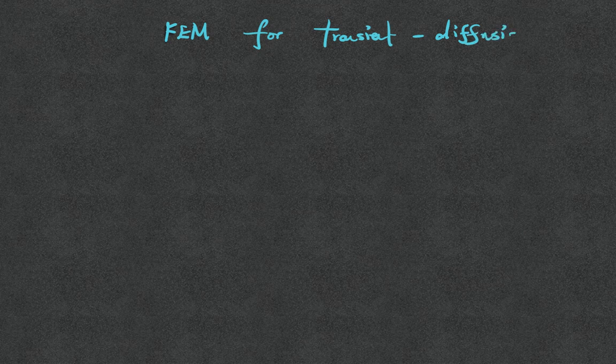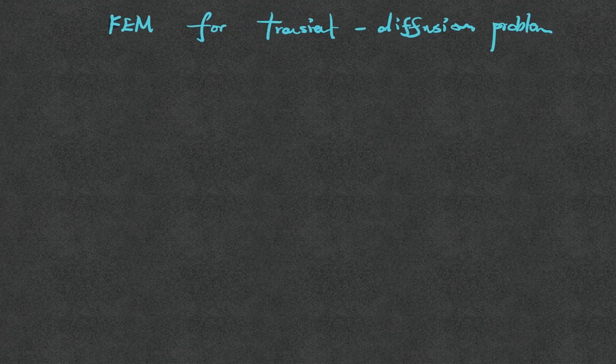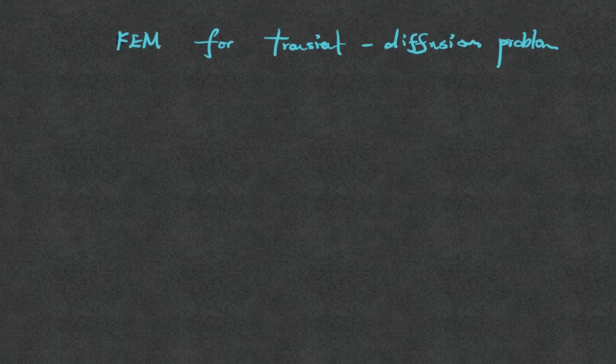Okay, in the last lecture, we talked about the FEM for the transient diffusion problem. Okay, and we will continue that discussion. What is a necessary ingredient for writing a finite element model is that first, I need to have a boundary value problem, or more accurately, if it's a transient diffusion problem, an initial boundary value problem.